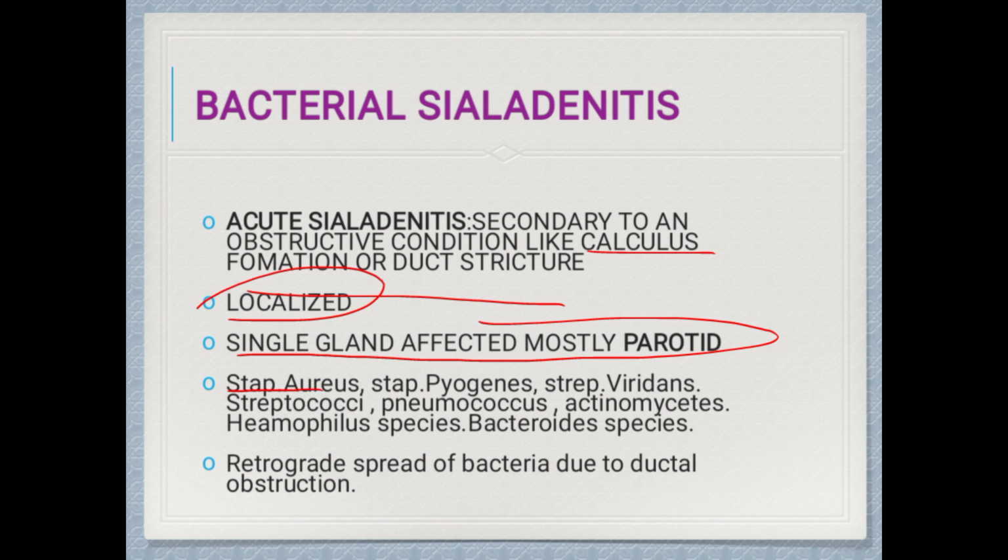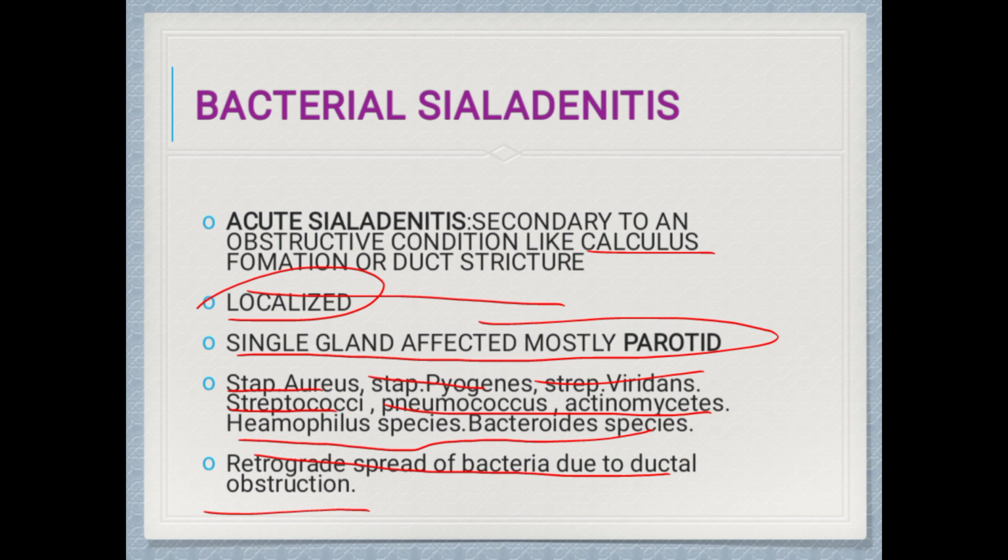The organisms are Staphylococcus aureus, Strep pyogenes, Strep viridans, other streptococci, pneumococcus, actinomyces, Haemophilus species, and Bacteroides. But the number one you should remember is Staphylococcus aureus. Retrograde spread of the bacteria occurs due to ductal obstruction. Basically, it spreads from the lower area.